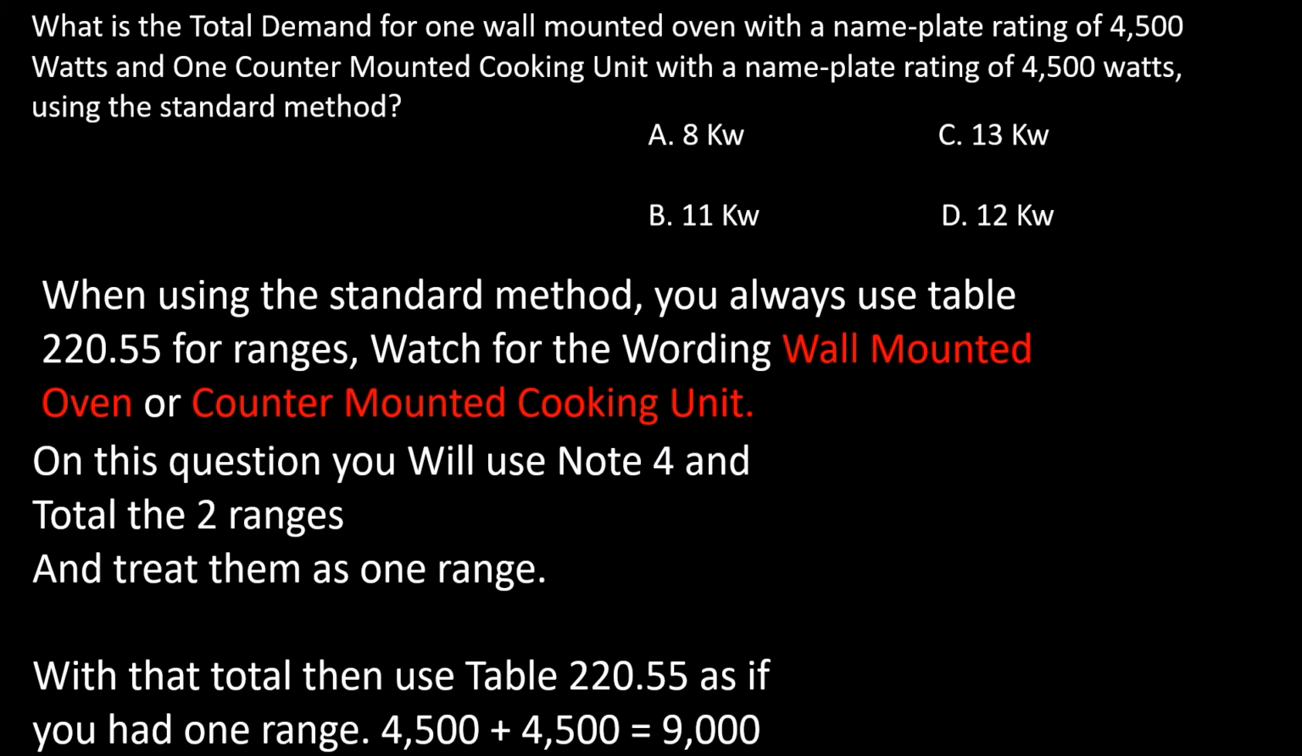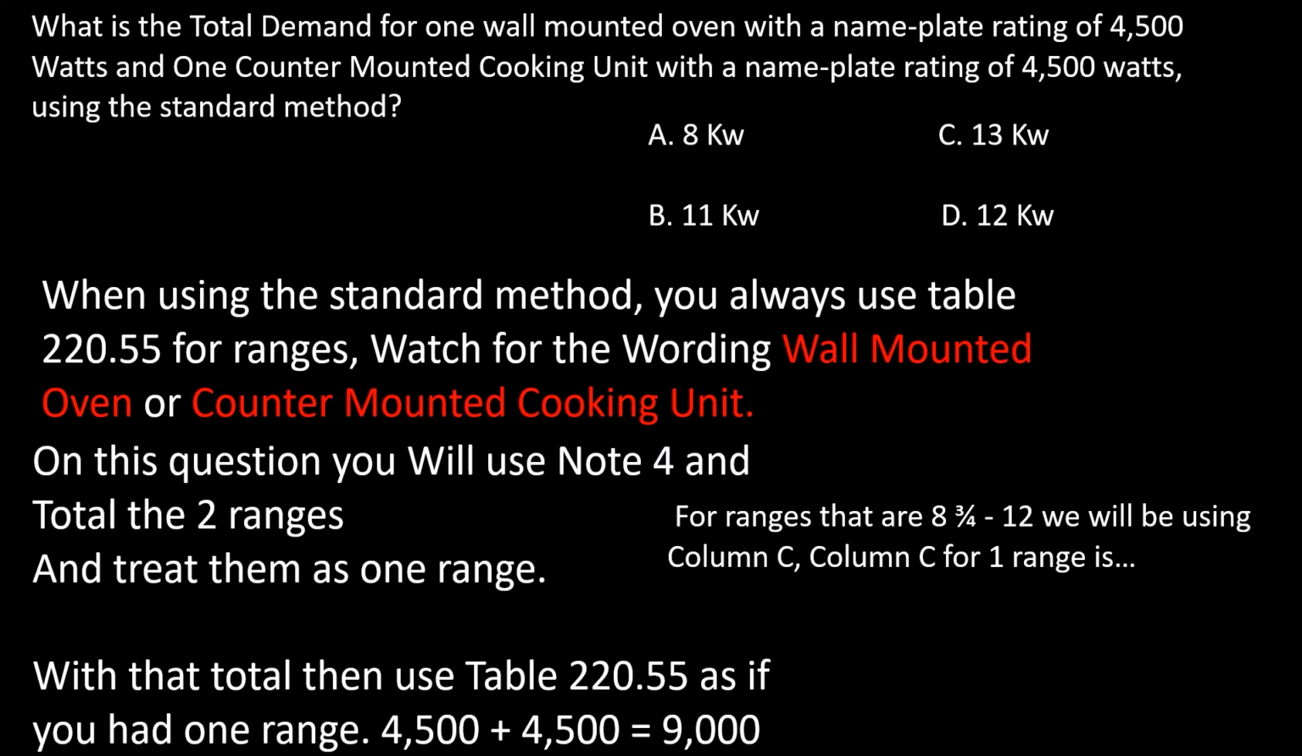With that total, we're going to use table 220.55 as if we had one range. So we take 4,500 plus 4,500, and that is going to equal 9,000. Now we head over to table 220.55, and we're going to treat it as if we have one range. When ranges are in between 8 3/4 and 12 kW, we're going to be using column C. Column C for one range is A, 8 kW. Great job.